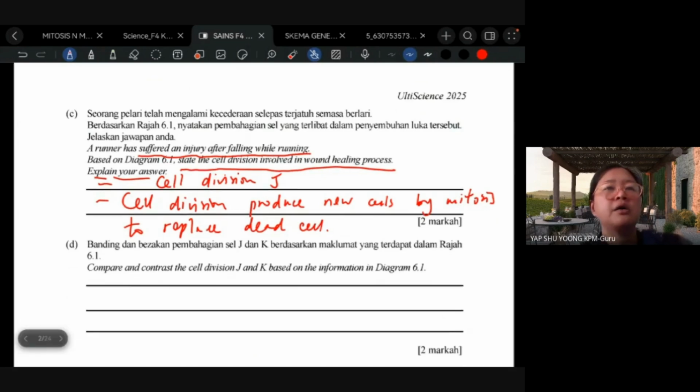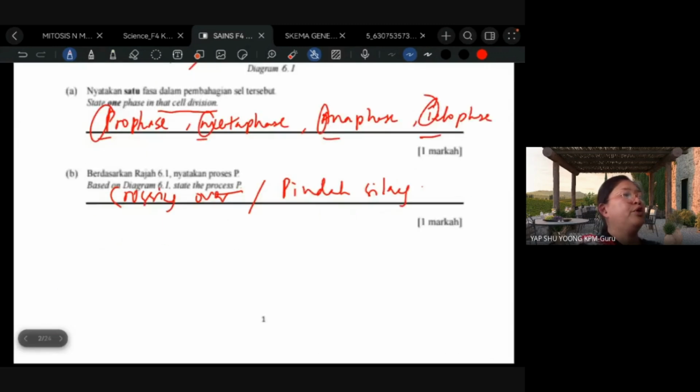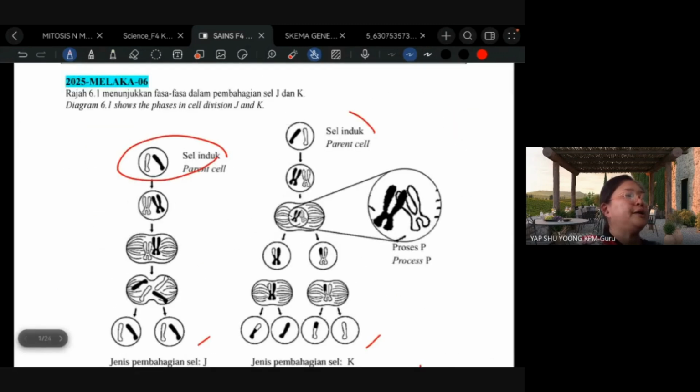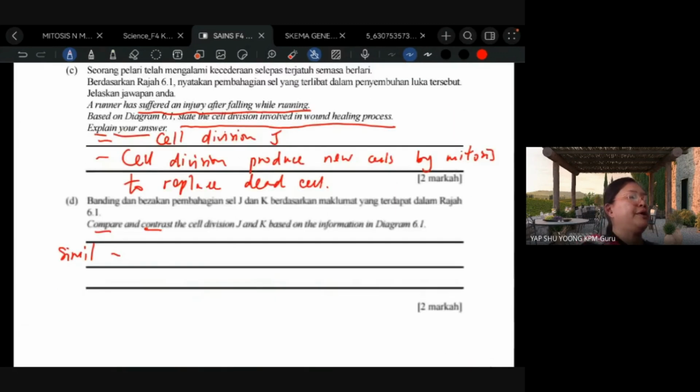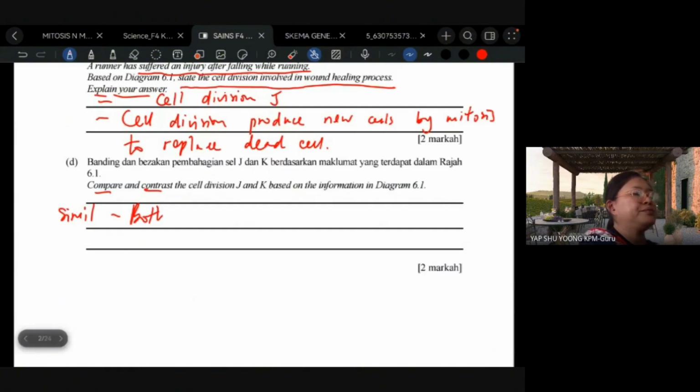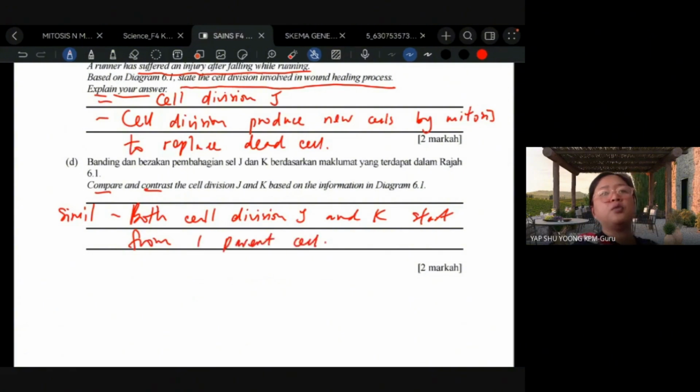Next, compare and contrast, 2 marks. 2 marks must be 2.1: the similarity, persamaan. Another one is the differences. Persamaan is what? Both cell division J and K start from one parent cell. Start from one parent cell.